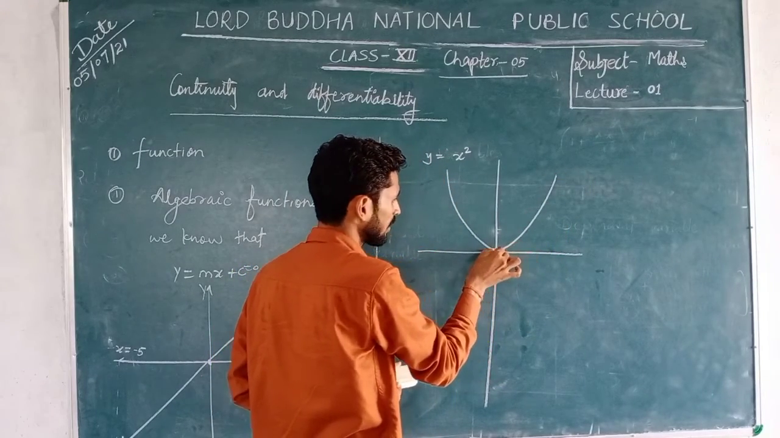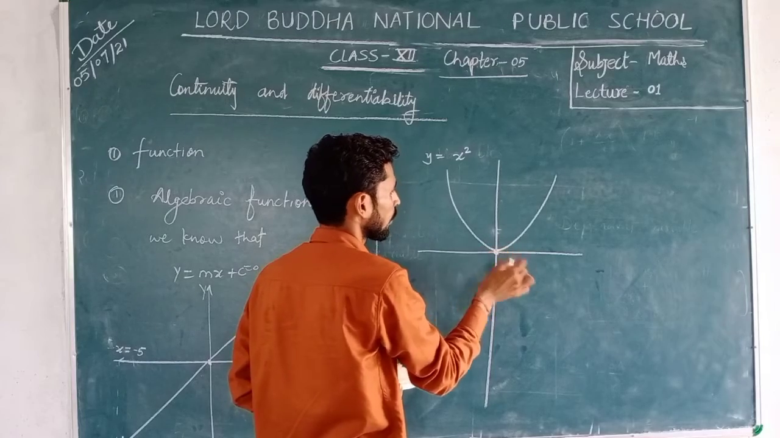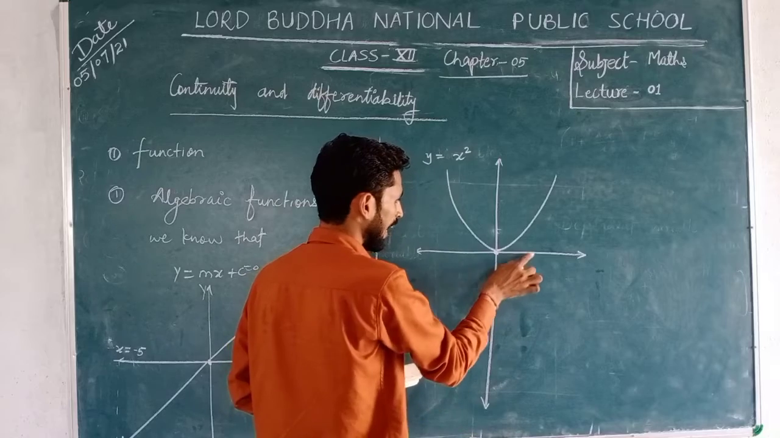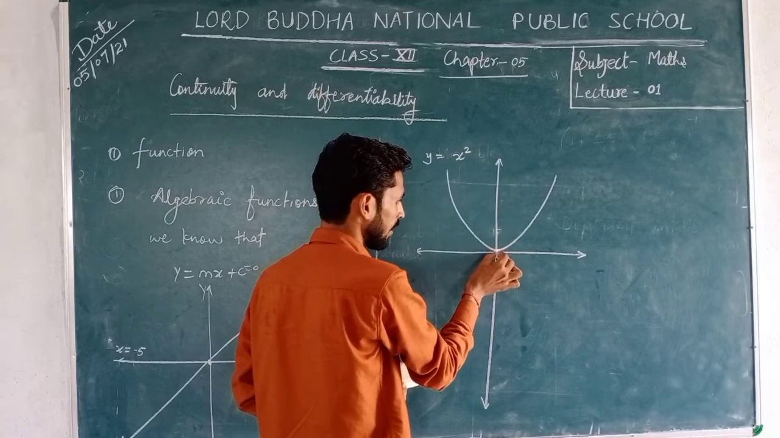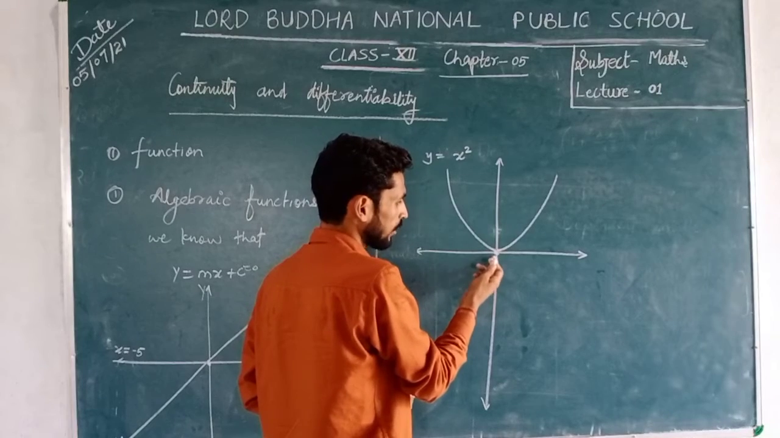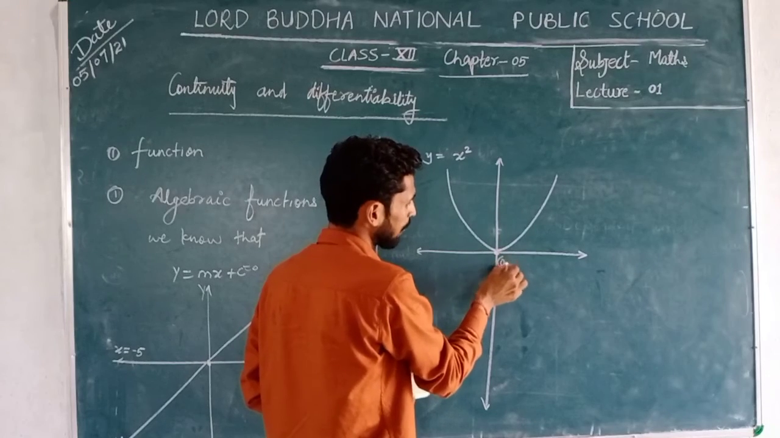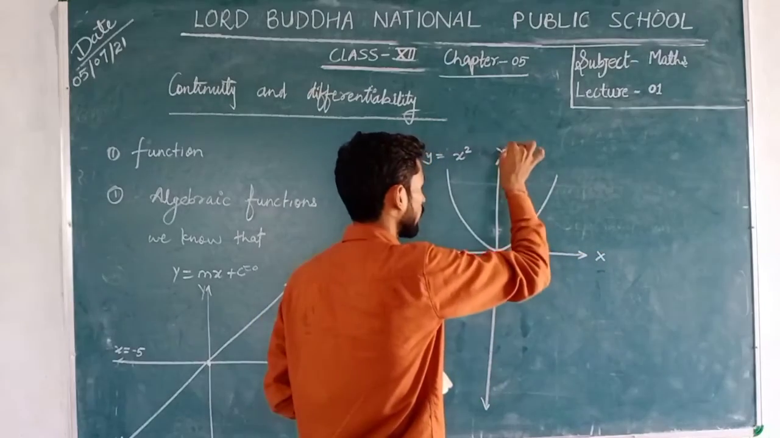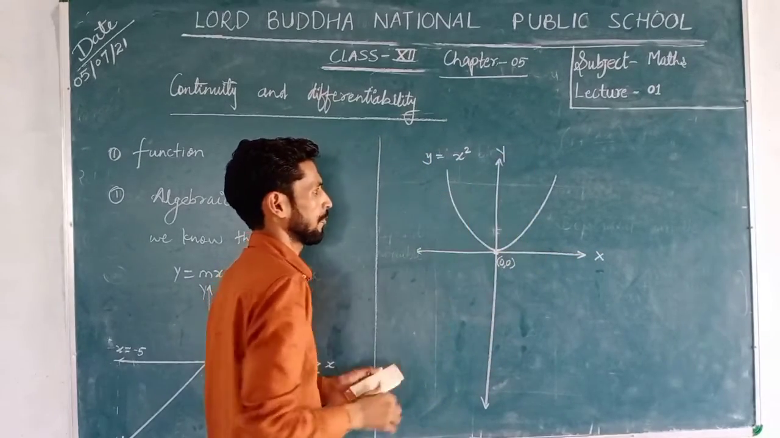This graph will pass through the origin. Origin is the point where the x-axis and y-axis intersect each other. That point is known as origin, and the coordinate of origin is (0, 0), and that is the x-axis, and next is the y-axis in this graph.